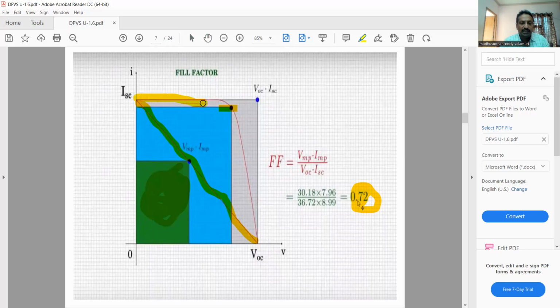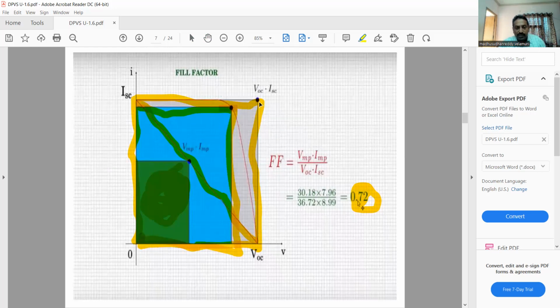So this is about the ideal case of the power. But what is the actual power? This is about the actual power. The ratio of actual power to the ideal case of the power indicates the fill factor. Based on the fill factor, we can understand the performance of the cell.